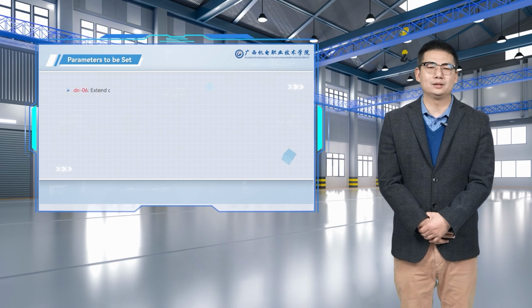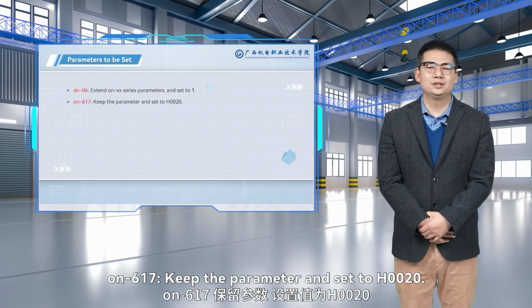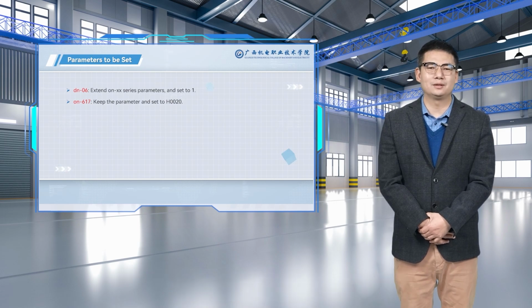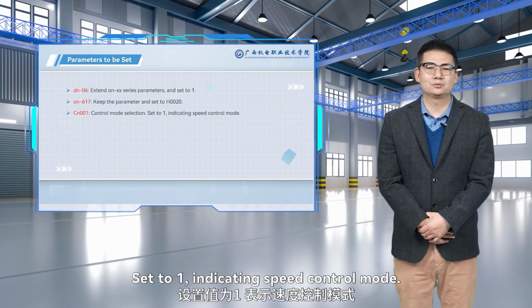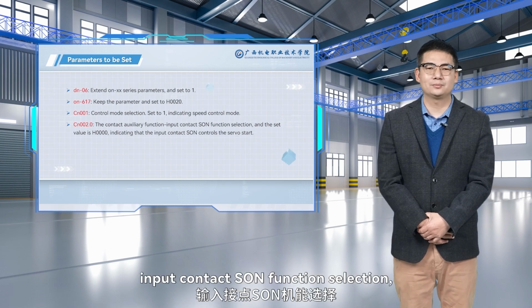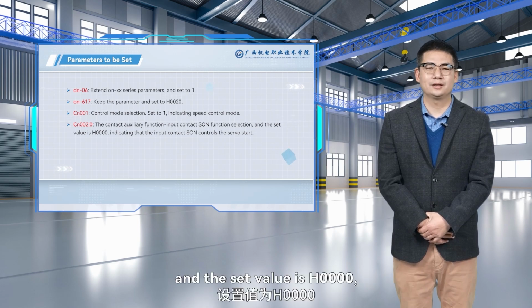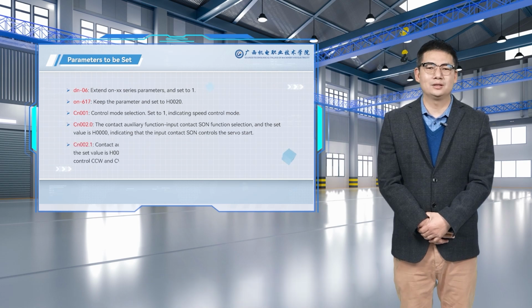Parameters to be set. DN06. Extend the ON-XX series parameters and set to 1. Keep the parameter and set to H0020. CN001, control mode selection. Set to 1, indicating speed control mode. CN002.0, the contact auxiliary function input contact SON function selection, and the set value is H0000, indicating that the input contact SON controls the servo start.